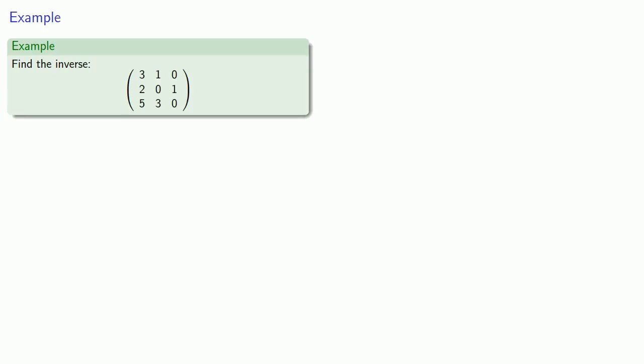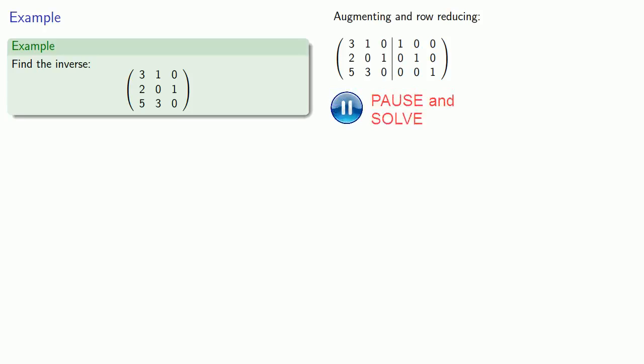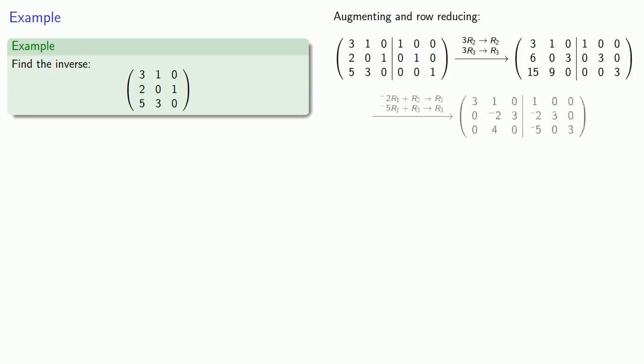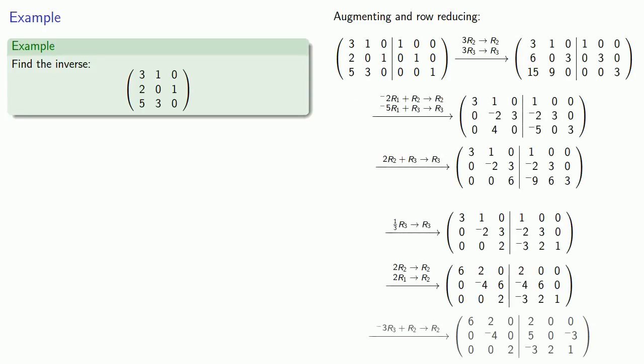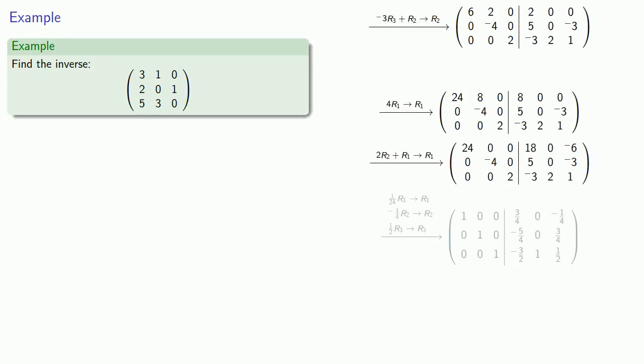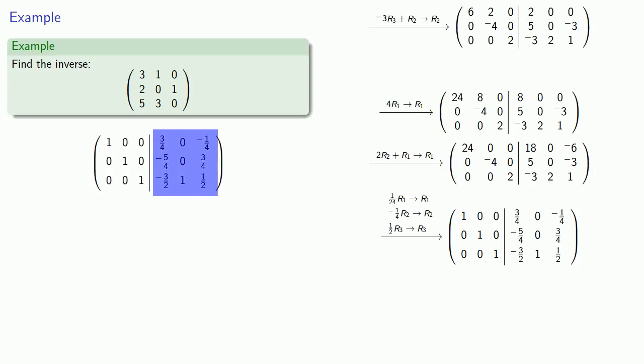So let's augment our original coefficient matrix with the 3 by 3 identity matrix, and we'll perform a sequence of row operations. And again, after all the dust settles, on the right-hand side, if we've done everything correctly, we should have the multiplicative inverse of our matrix.